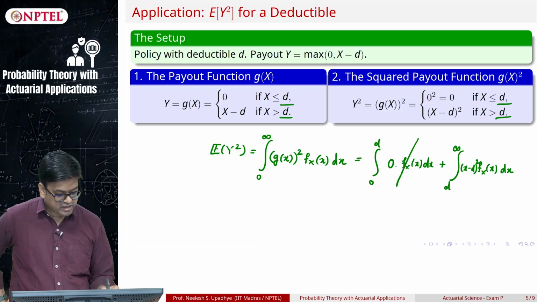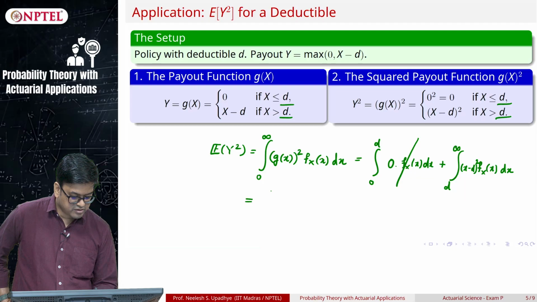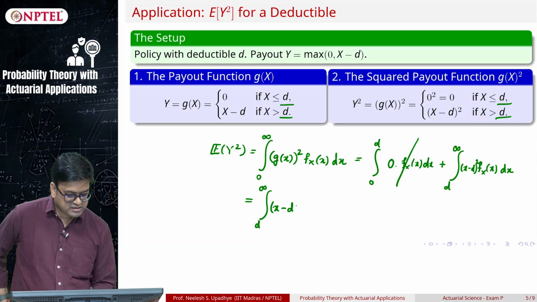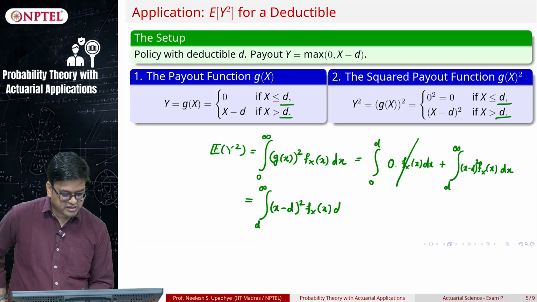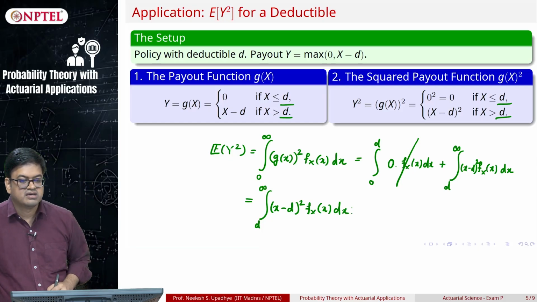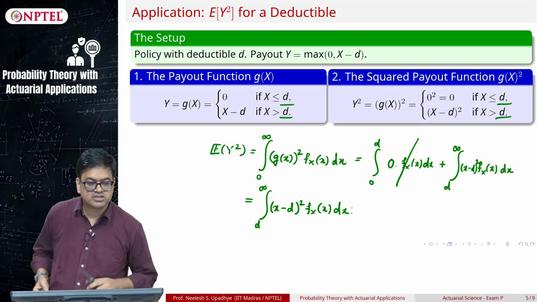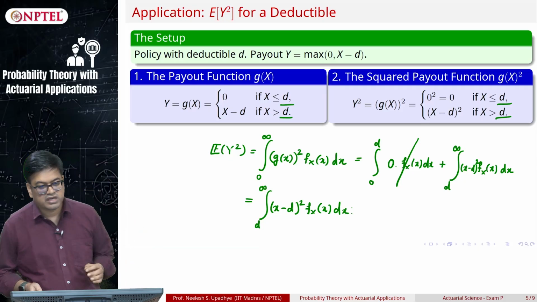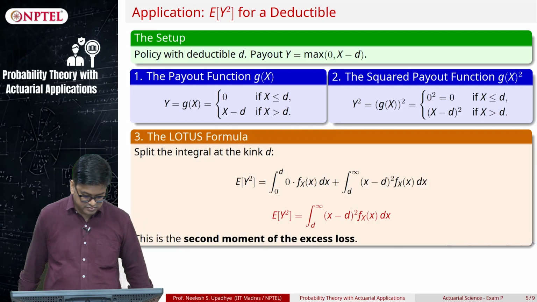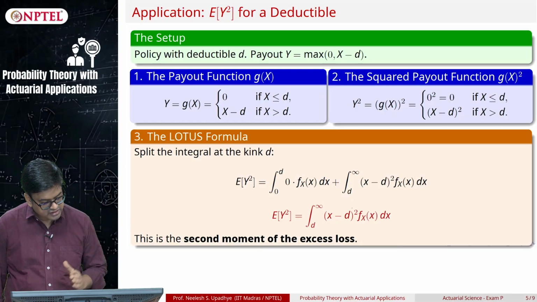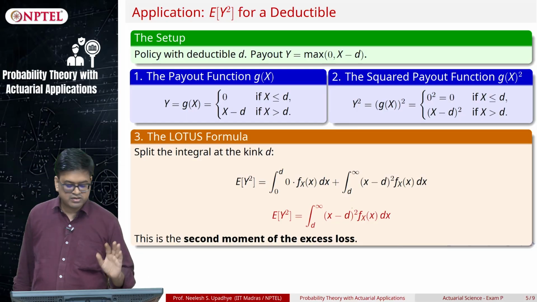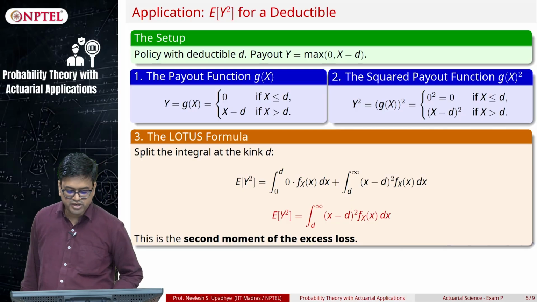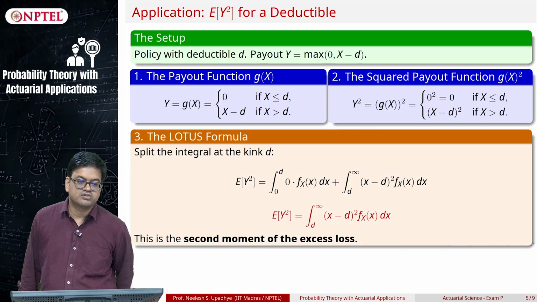this will automatically vanish and I get expected value of Y squared to be equal to integral d to infinity (x minus d) squared f(x) dx. That is the formula that we have. So, this is the second moment of the excess loss. So, the kink is at d, you have split the formula and you have essentially calculated the second moment of excess loss if you are able to solve this integral.